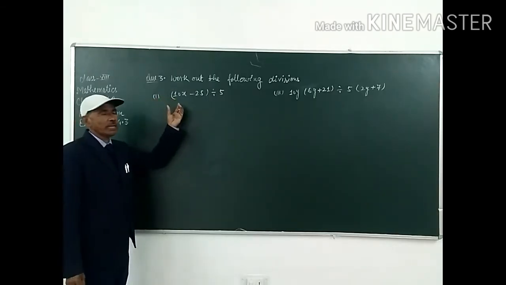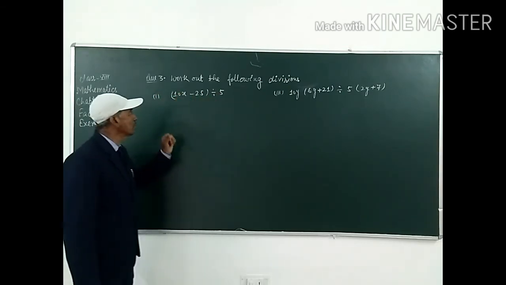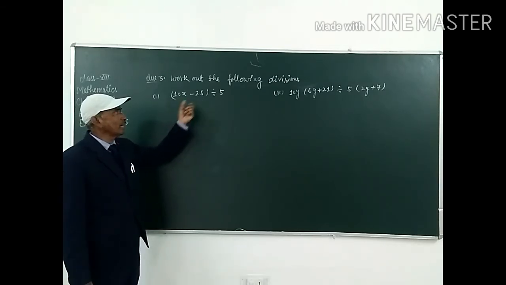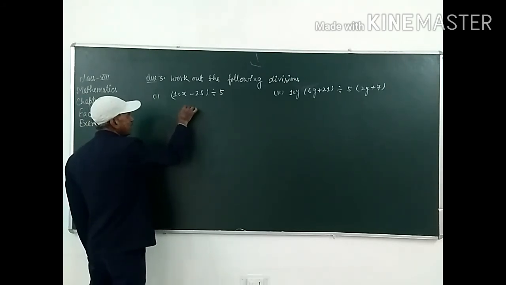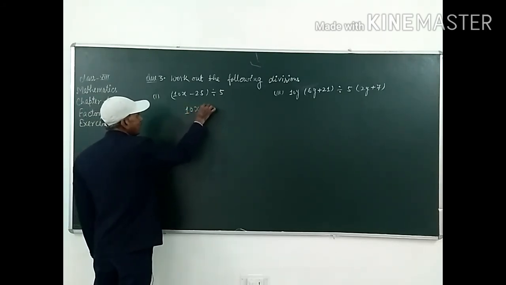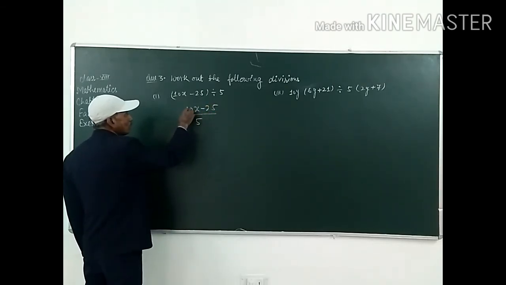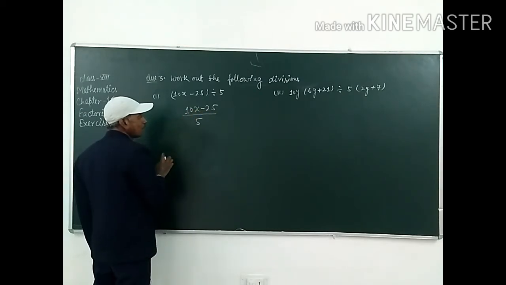This is the third question, student, and in this we have to work out the following divisions. So the first part of this question is 10x minus 25 divided by 5. So first of all we will write this like this: 10x minus 25 divided by 5. So take the common in between these two terms. There is 10x and this one 25. So 10 and 25 both are multiples of 5.